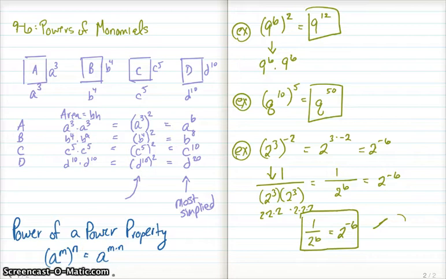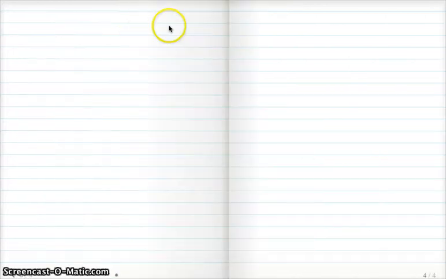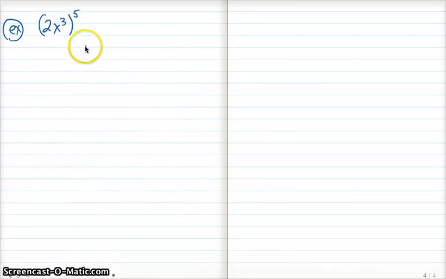Okay. What's neat is that we can also do this if the base is more than just a single number or a single variable. So let's take a look at some of those types of examples. Let me flip my page here. So let's say we had something like this. I have 2x cubed to the 5th power. Okay, well, what does this look like?